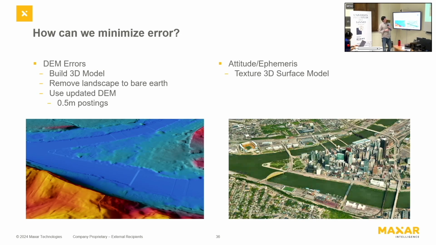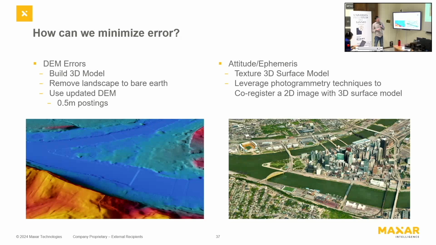We can also use the same 3D model to do a co-registration using classic photogrammetry between a 2D image and a 3D model. In this way, we can backtrack the pointing and orbit uncertainties, and so we can have a much higher geometrical accuracy in the data itself.